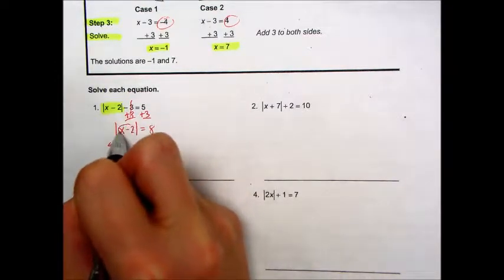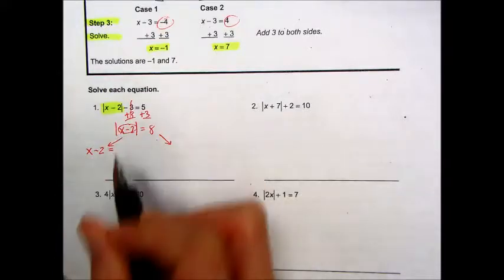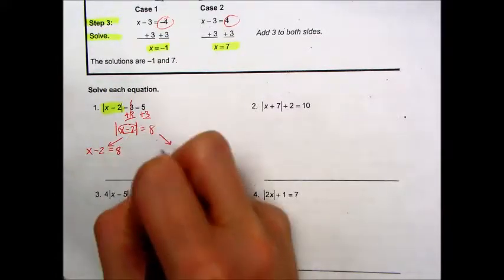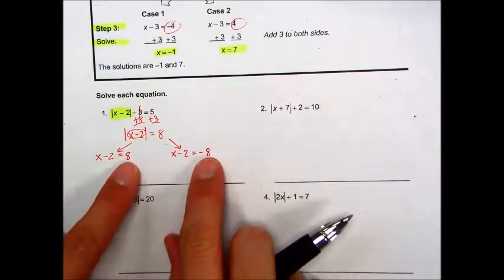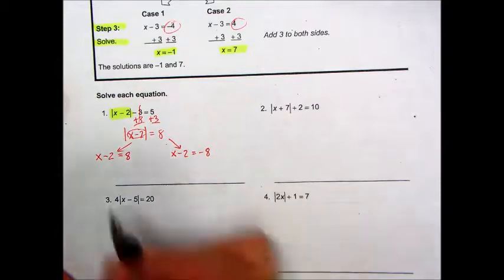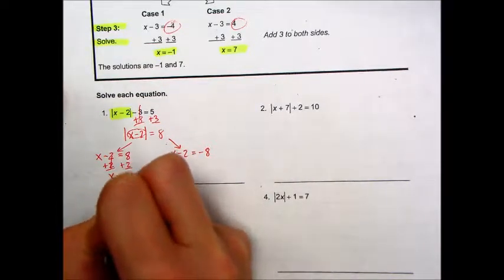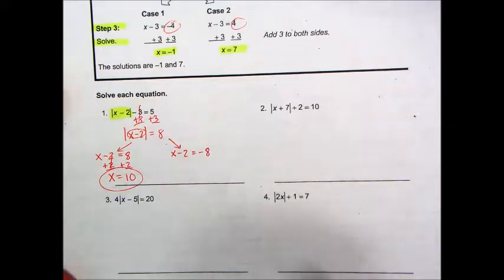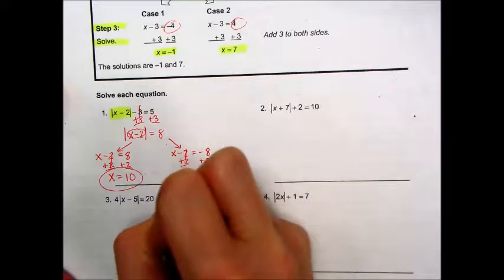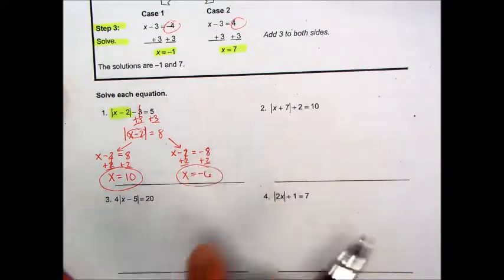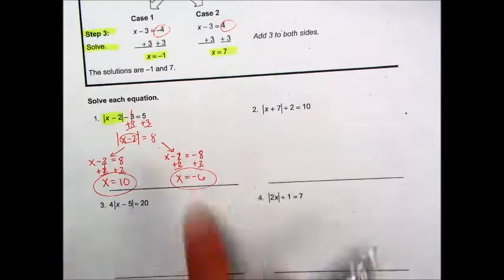Guys, that x minus 2 inside of there could equal 8, or that x minus 2 could equal negative 8, because the absolute value of either one would be 8. So solve them both. Add 2 to this one, and you're going to get x equals 10. That's one possible answer. Add 2 to this one, and you're going to get negative 6. So two possible answers. Either one of those would work for x.